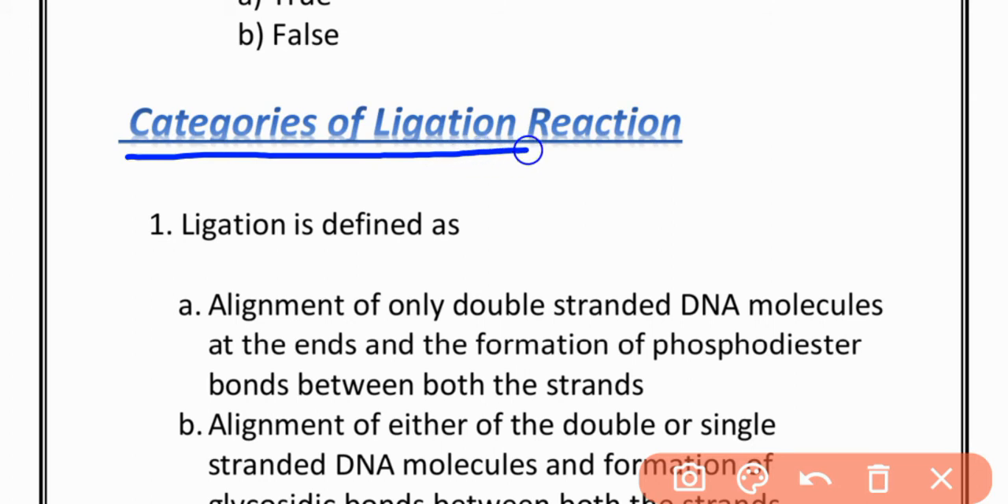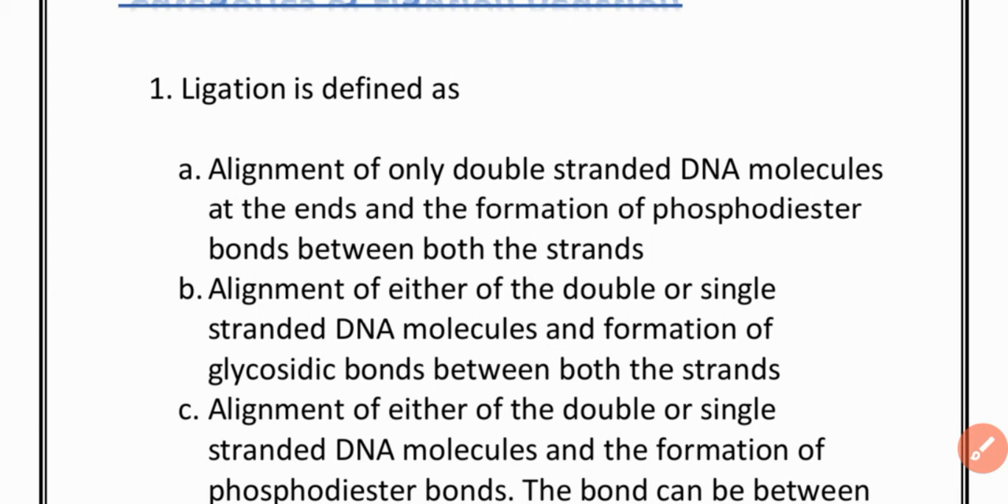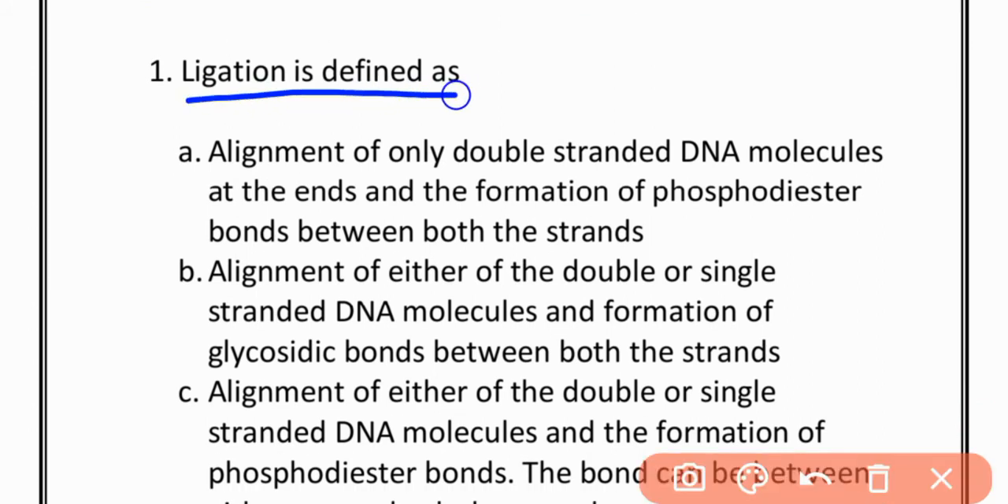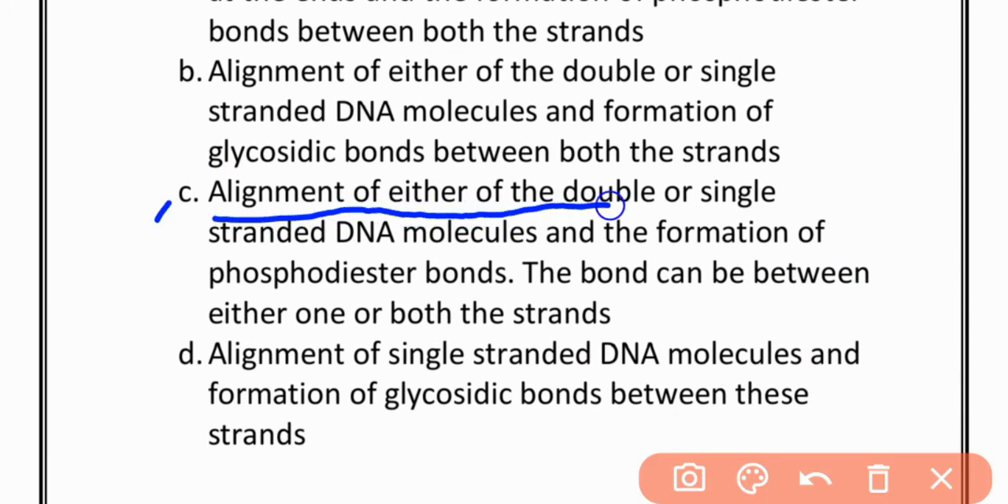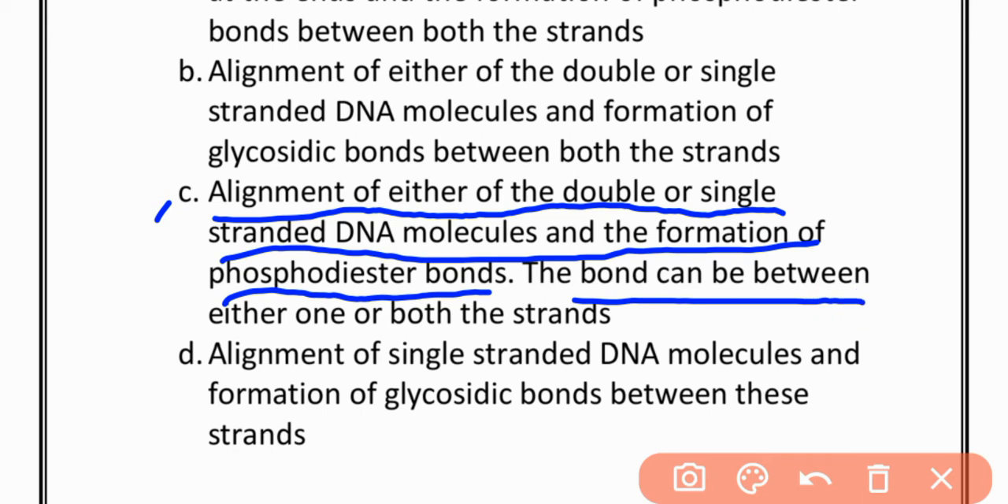MCQs of categories of ligation reaction. MCQ number 1. Ligation is defined as: option A, alignment of only double-stranded DNA molecules at the end and formation of phosphodiester bond between both the strands. B is alignment of either double-stranded or single-stranded DNA molecules and formation of glycosidic bond between both the strands. Option C is alignment of either double-stranded or single-stranded DNA molecules and the formation of phosphodiester bond. The bond can be between either one or both strands. This is the correct option.